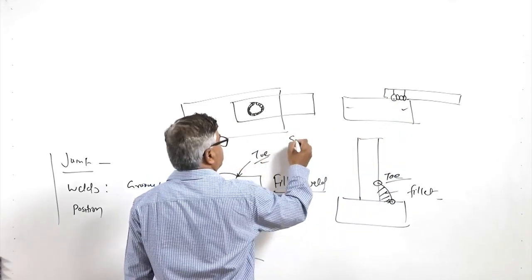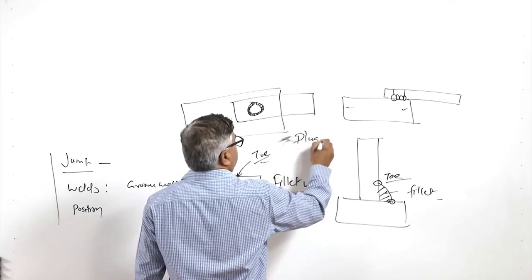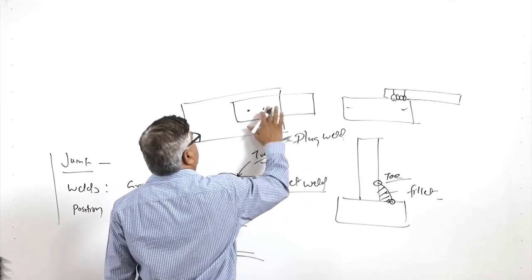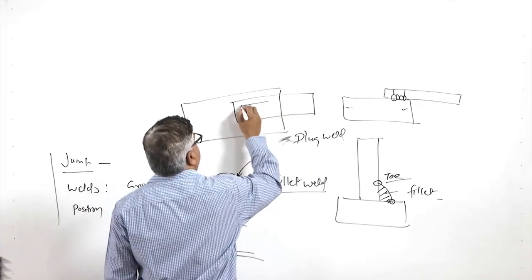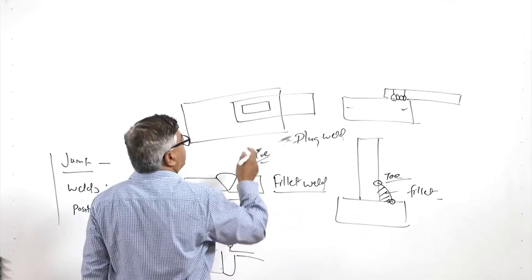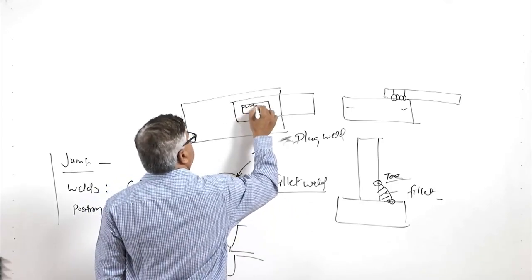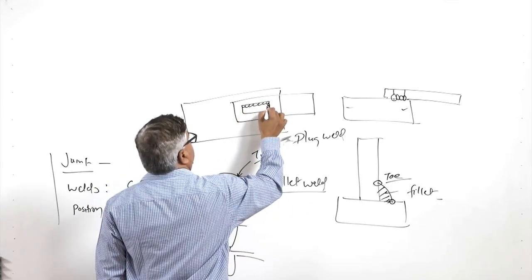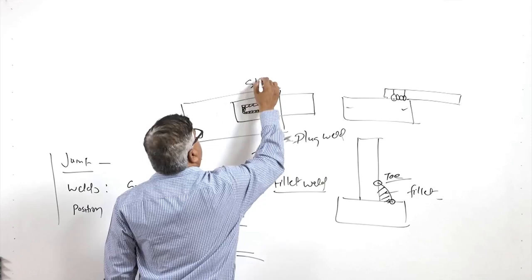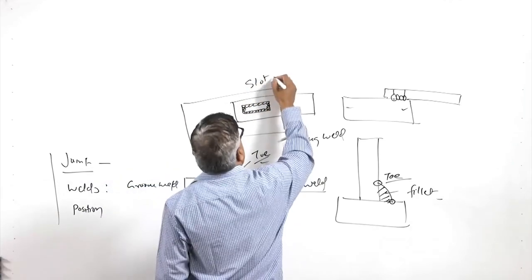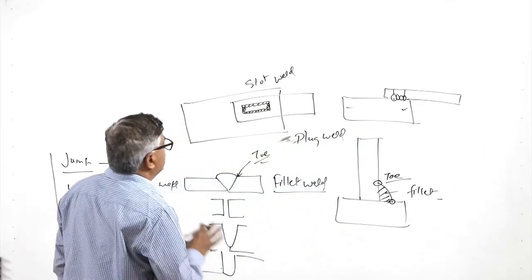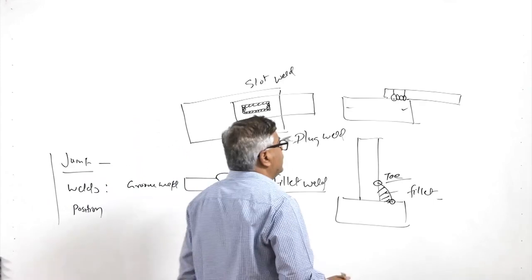When this kind of arrangement is made, it is called plug weld. When the shape of the weld is a square or rectangular instead of circular, and the shape of the slot in the top plate is rectangular like this, and then weld is made all along the periphery of this slot, then it is called slot weld. So, plug weld for the circular hole and slot weld for the rectangular hole.